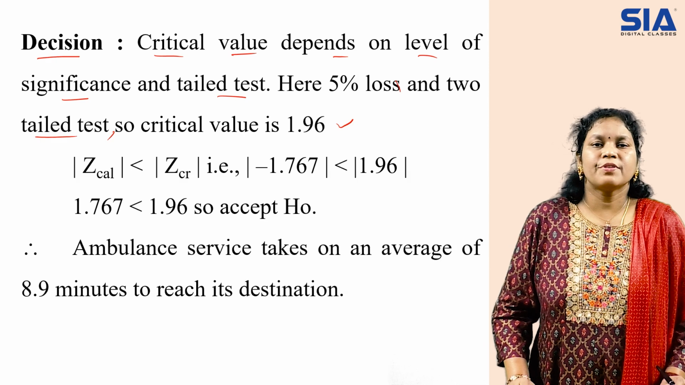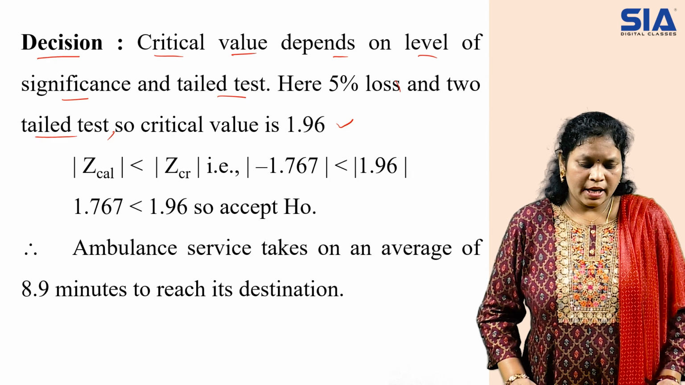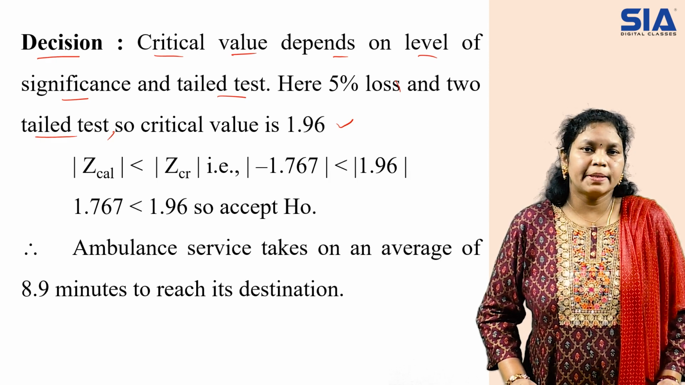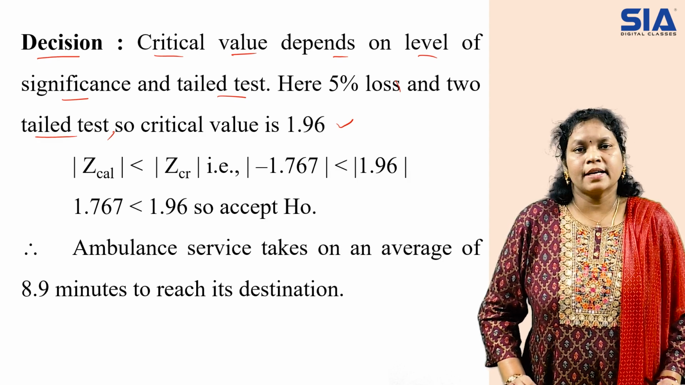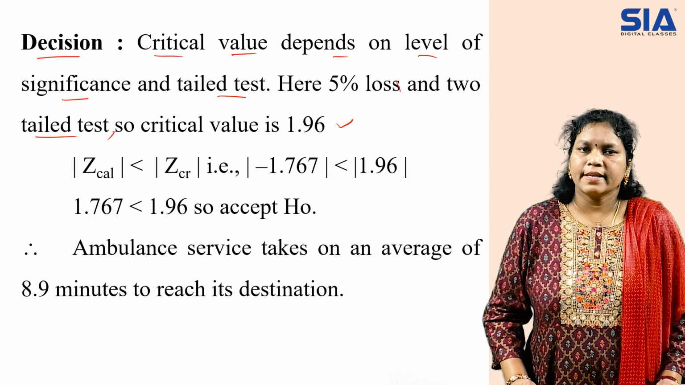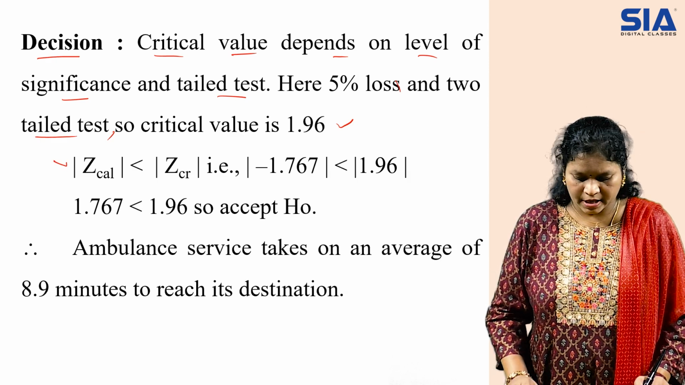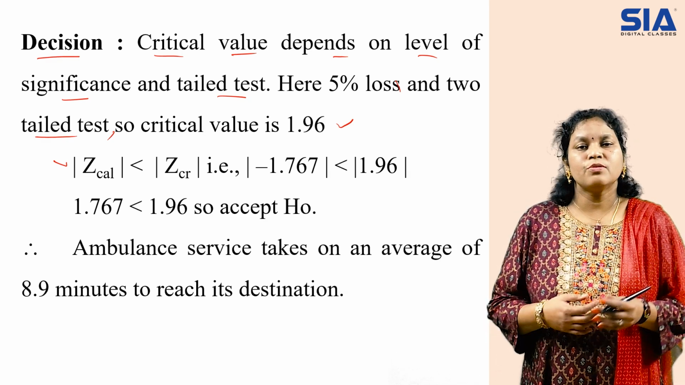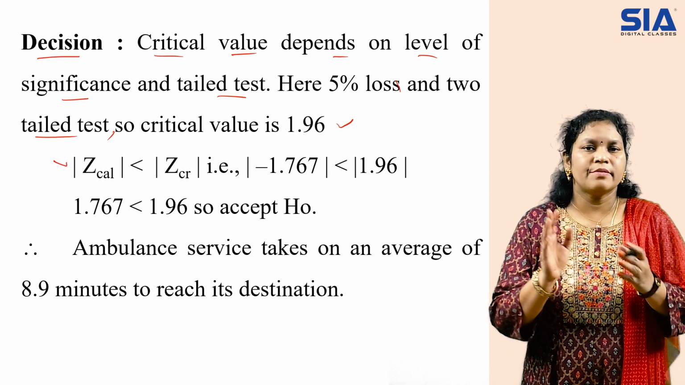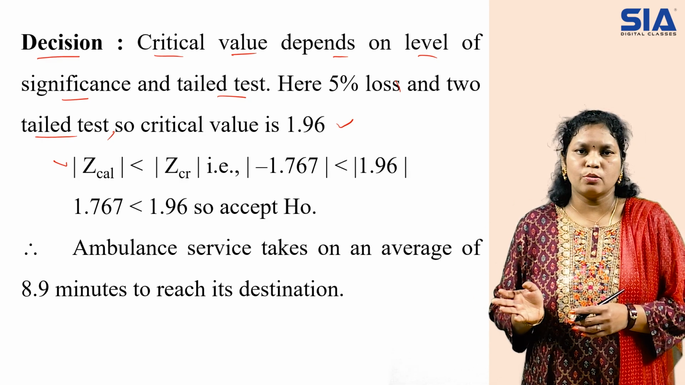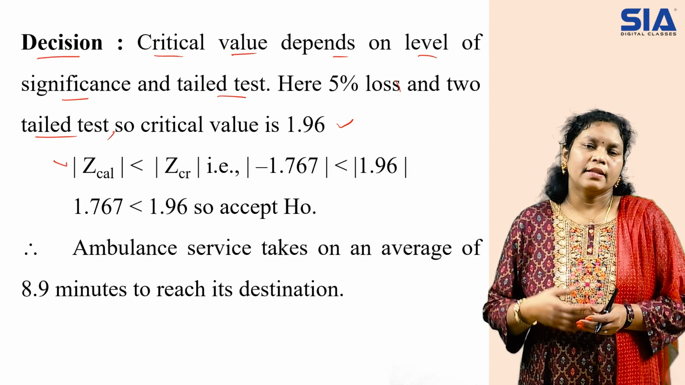In a large sample test we have to decide the critical value based on the LOS as well as the tailed test. So based on two-tailed and 5% LOS I have got 1.96. Now I have a table value with me and a calculated value also. Let us compare and get the answer. So the comparison is: mod z calculated is less than mod critical. Whenever you get negative values, make them positive by using the mod symbol. If the calculated value is less than the table value, which we also call the critical value, then accept H naught, that is the null hypothesis.